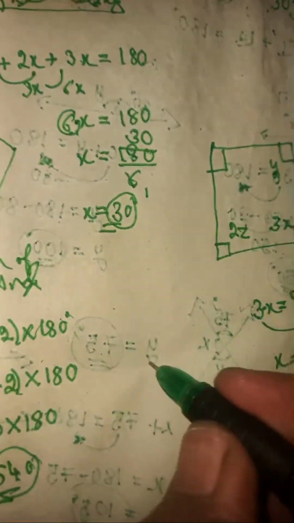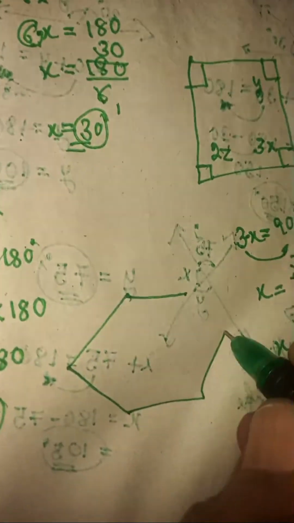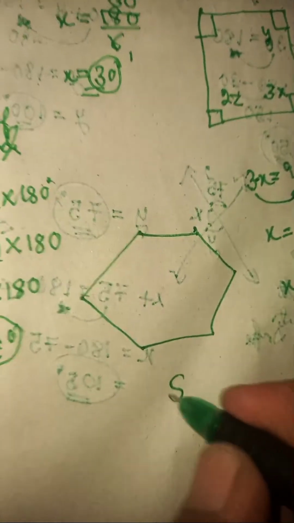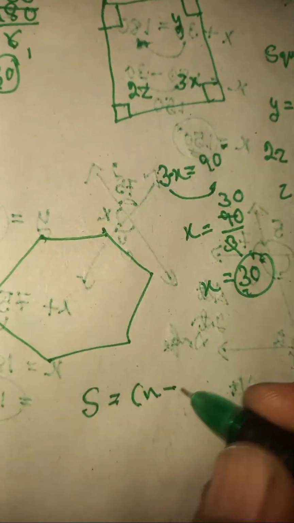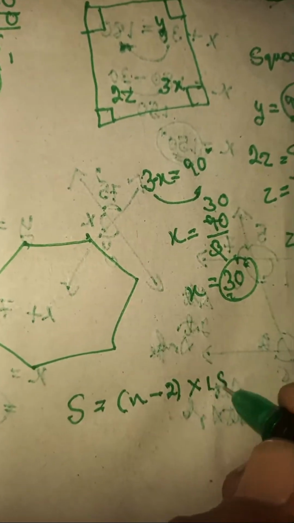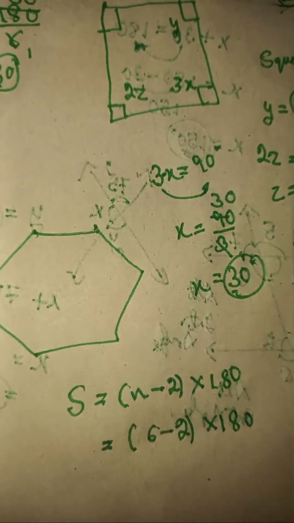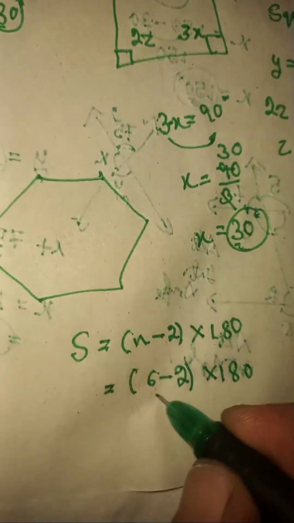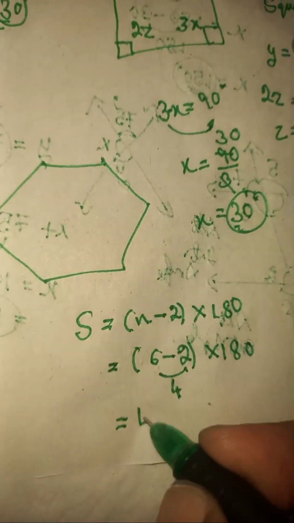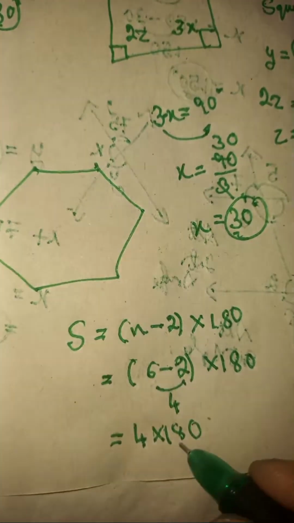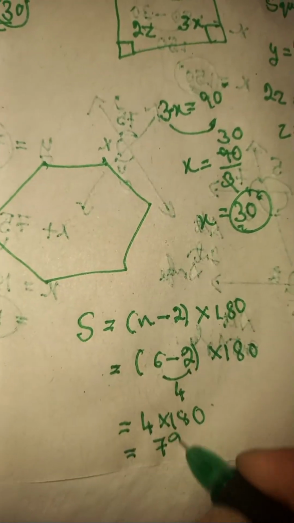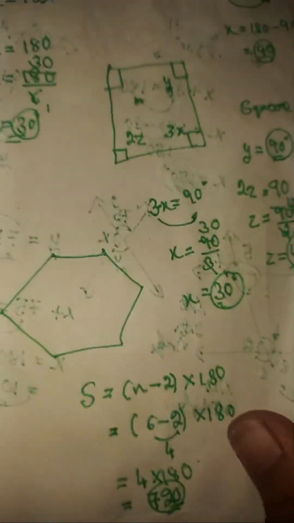You can do the same thing for this hexagon. Let's take the hexagon also. Sum of angles equals n minus 2 times 180, so you get 6 minus 2 times 180 degrees, and 6 minus 2 gives us 4, so 4 times 180 degrees. 18 times 4 is 72, so it's going to become 720 degrees.